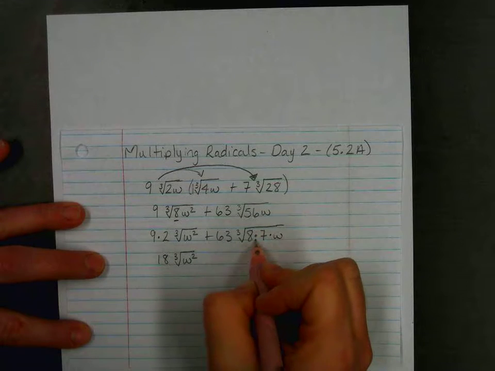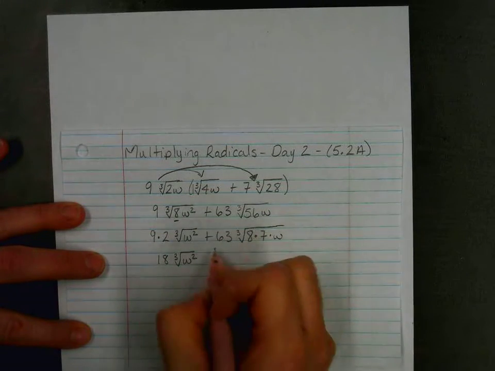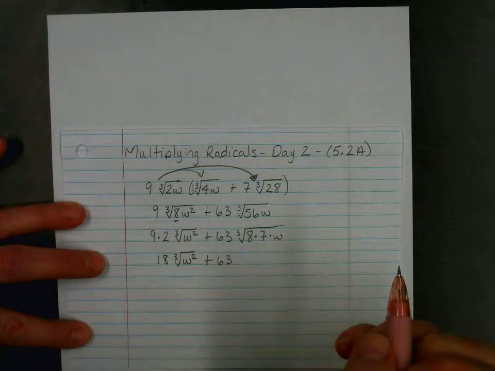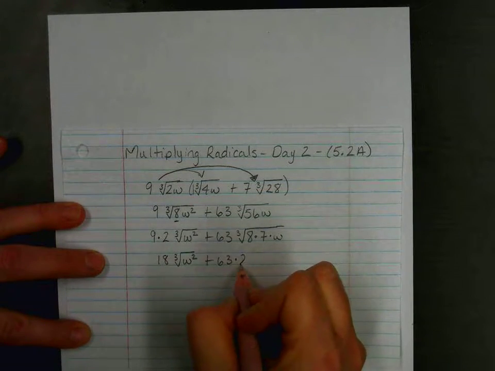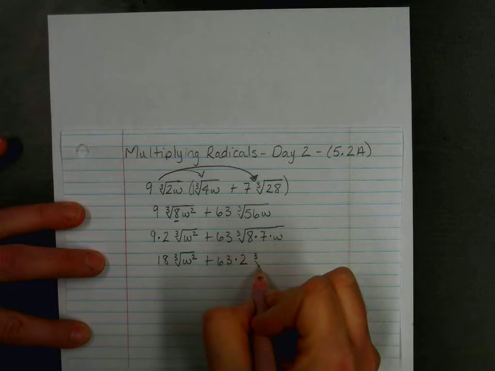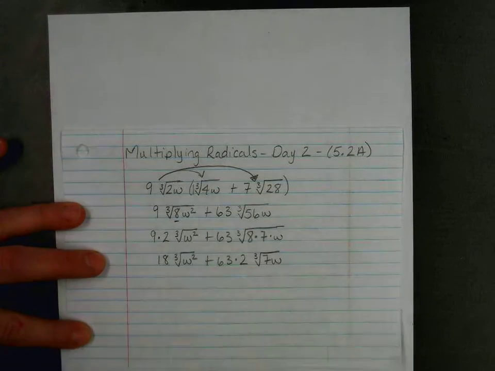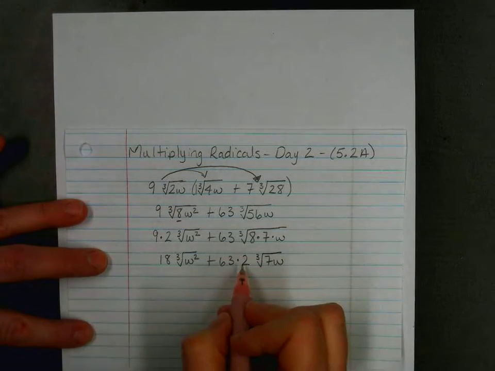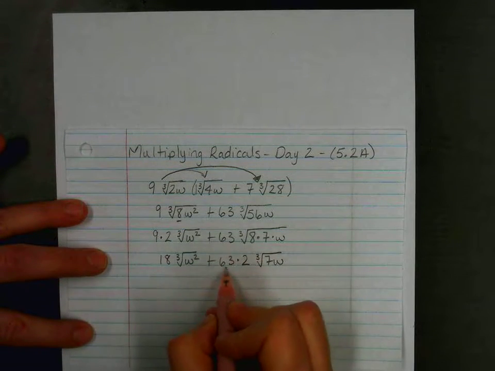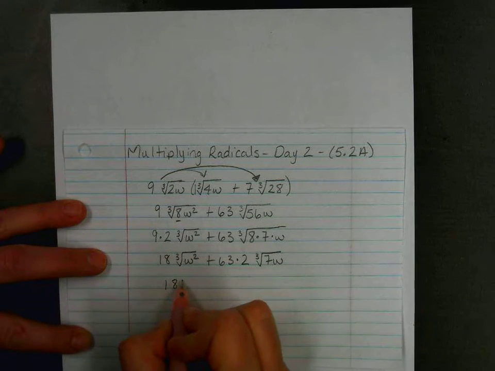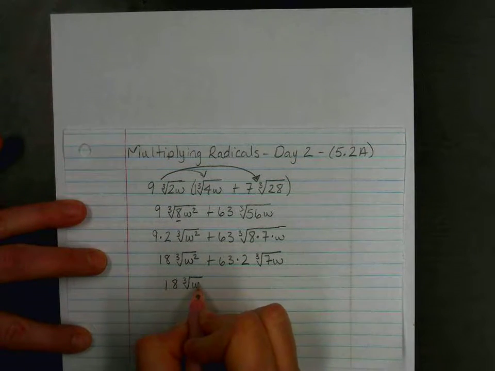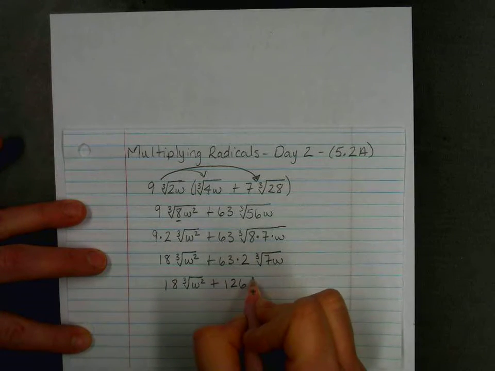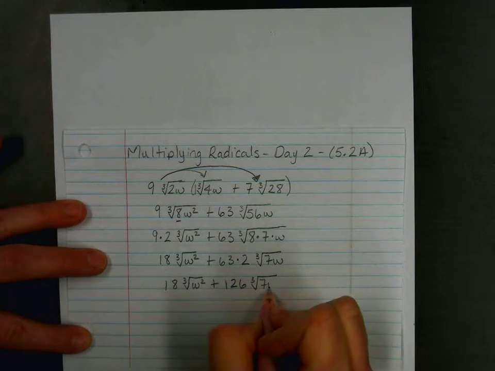I'm now going to take the cube root of 8, which is 2, so I'm going to take 63, and I'm going to multiply that by 2, and I'm left with cube root of 7w inside my brackets. And then lastly, I'm going to multiply these, 63 times 2, which gives me 126, cube root of 7w.